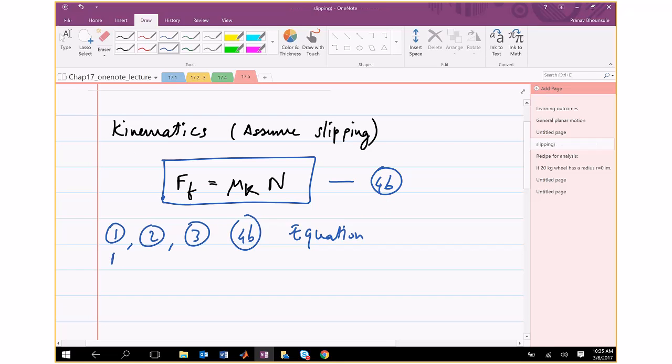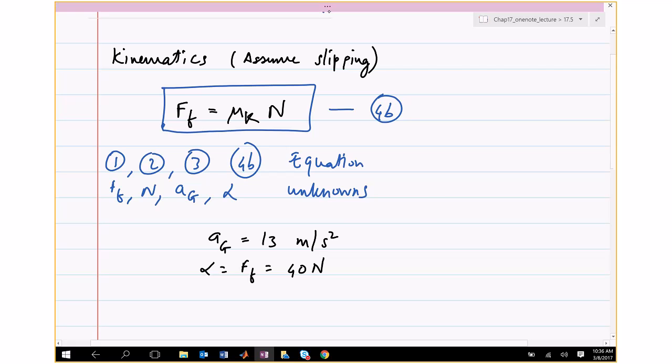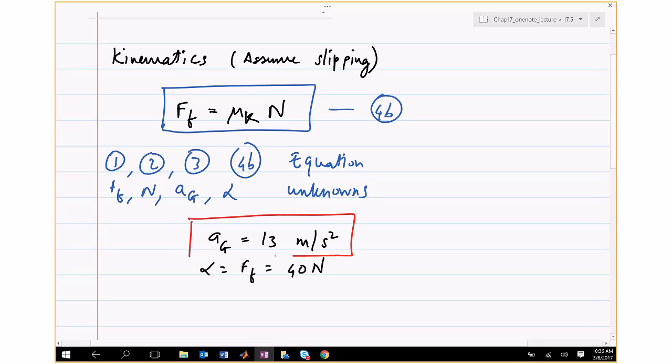Ff, N, AG, and alpha are my unknowns. So I again have four equations, four unknowns, and I can totally solve for those four unknowns. It's just a matter of doing the algebra now to find AG. It turns out that AG is 13 meters per second squared, and alpha is such that Ff equals 40 newtons. This is the thing we were interested in, AG.